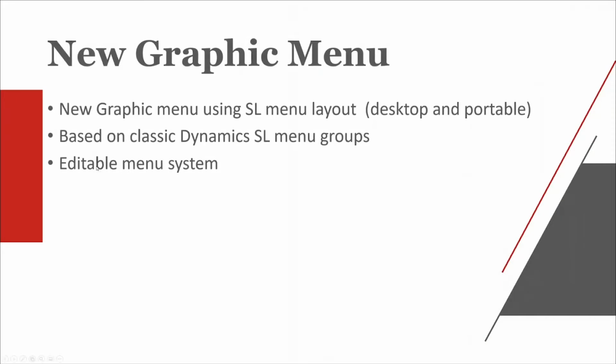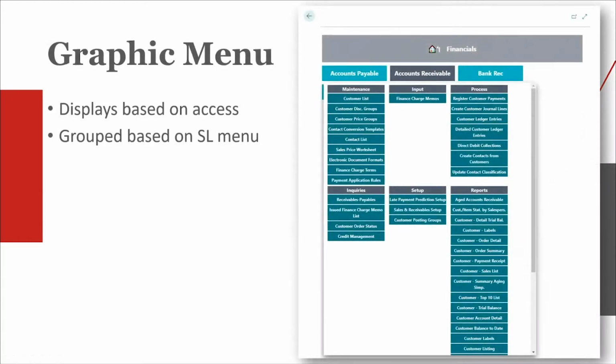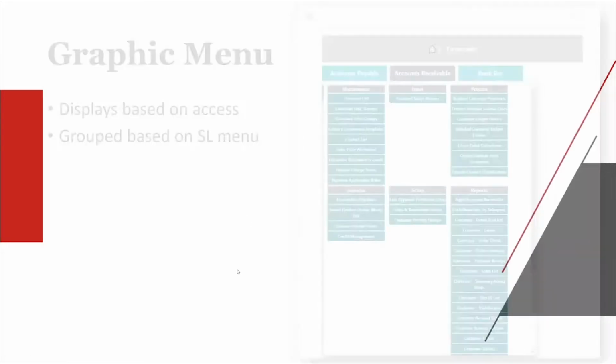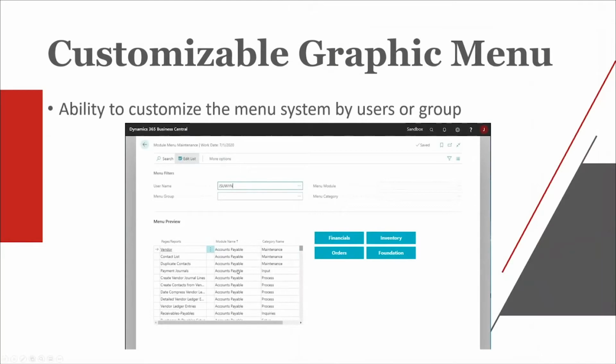The new graphic menu system allows us to create a new menu system based on some traditional on-premise solutions. The idea behind it is that we're grouping things by maintenance, inquiry screens, setup screens, input, process, and reports, and providing you the ability to not only view those screens and get to them quicker by those old groupings, but also to edit it specifically. So I can set up one person to look one way and a different person to look a different way, so they're seeing the things that they're used to seeing and get access to the screens and reports quicker.